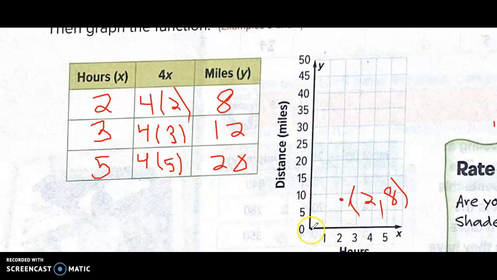Okay, next we have 3, 12. So we're going to go on our x, start at 0, go all the way to 3, and then go up 12. We know we have 10 and 15, so it's going to be a little bit past 10, but not quite all the way to 15. Again, we're just going to label that as 3, 12.